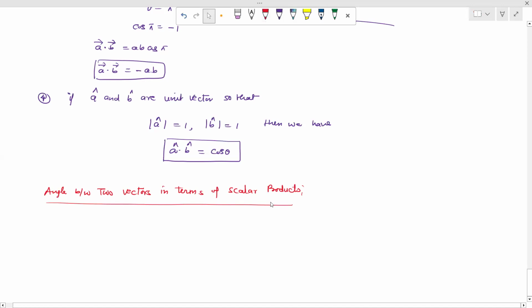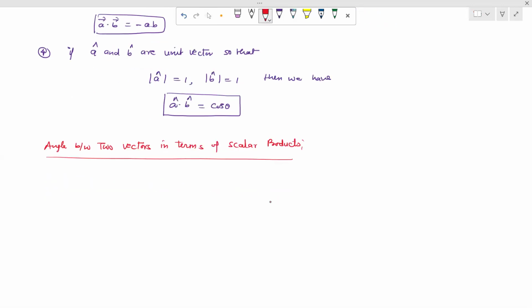When we calculate the angle, if theta is the angle between two non-zero vectors, vector A and vector B, non-zero means they are not equal to 0, so we can write vector A dot vector B is equal to AB cos theta. So from here, what will be the value of theta?